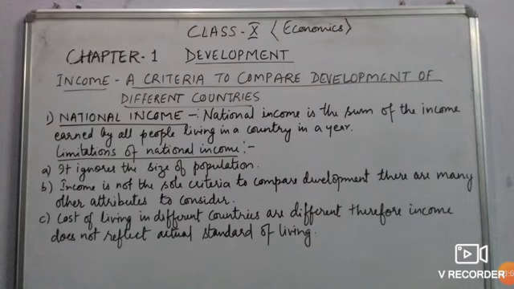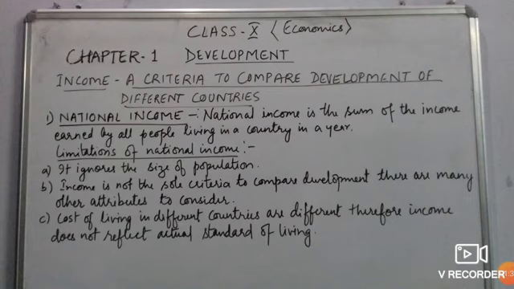So here income can be used in two ways. First is national income, and the second way is per capita income or the average method. So let's discuss these things in detail. Firstly, we'll take the national income. So what is national income? National income is the sum of the income earned by all people living in a country in a year. Means the citizens of one particular nation, whatever they are earning within 1 year is national income.